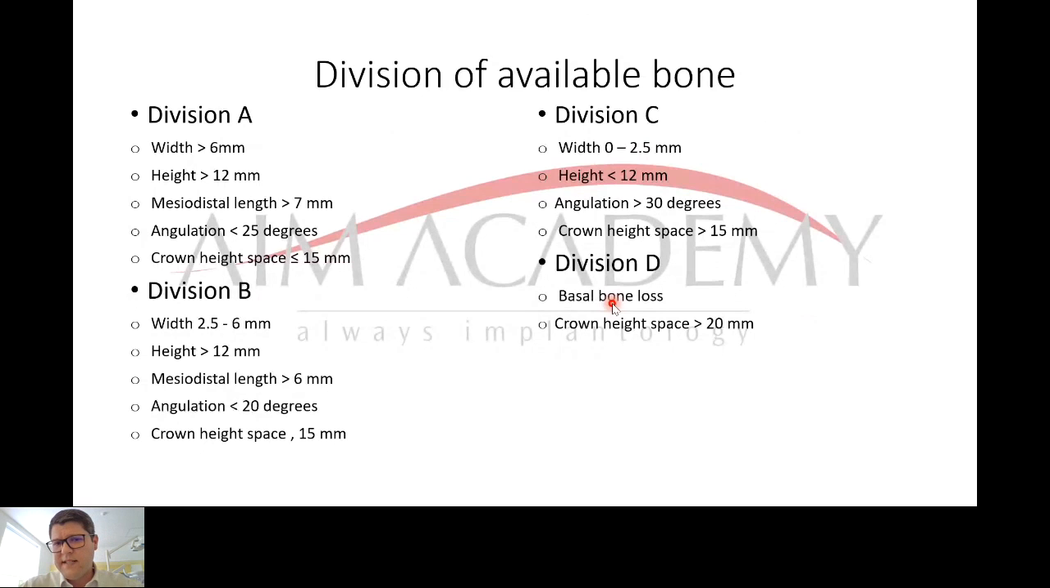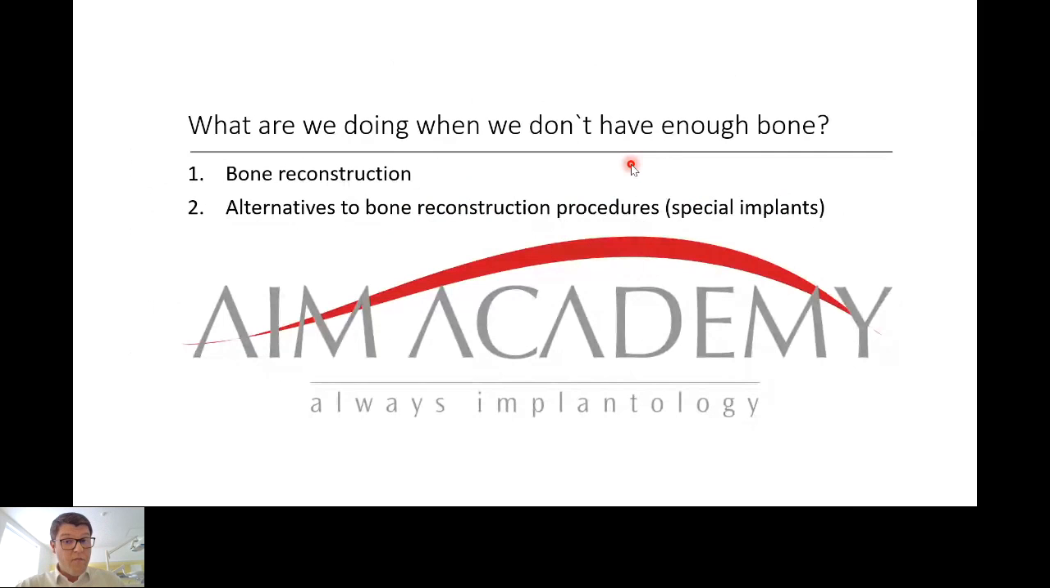You know, Class C, you can see low height, low width, not a good angulation, very high crown space in both of them. So I have mixed feelings. Depends if you like something that will not let you sleep at night or if you like the challenges. But usually I do like the challenges. And I think these are the most interesting types of available bone that we can encounter in our career. So what are we doing when we don't have enough bone?